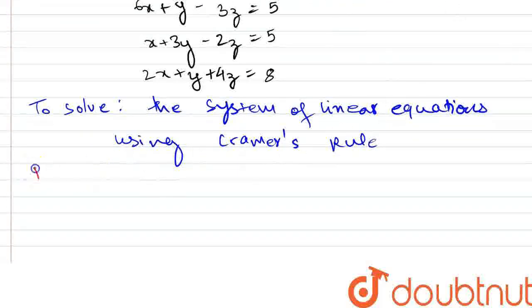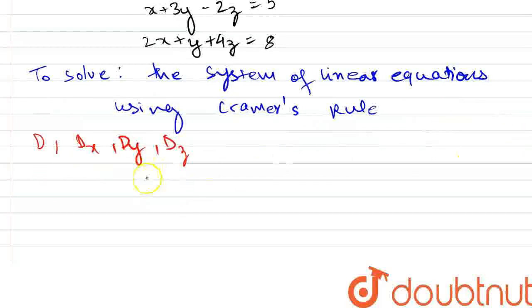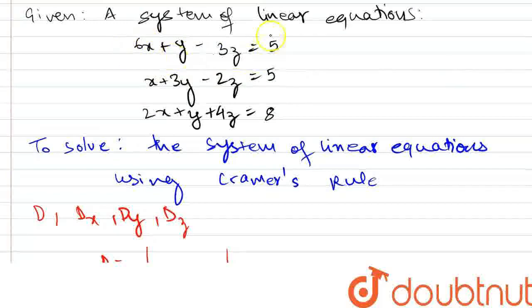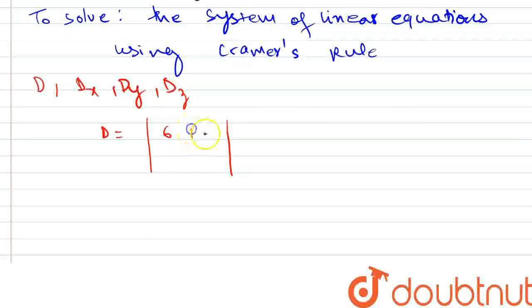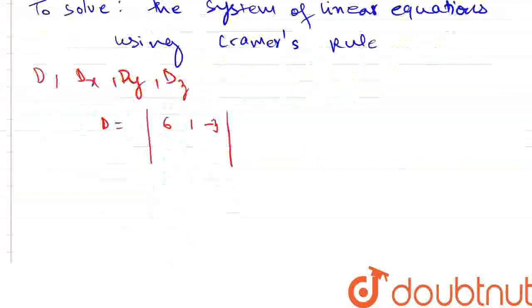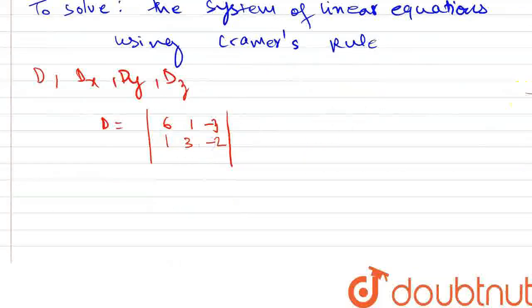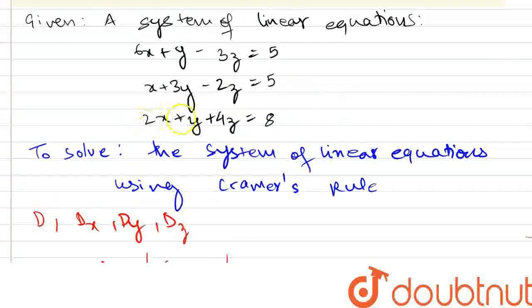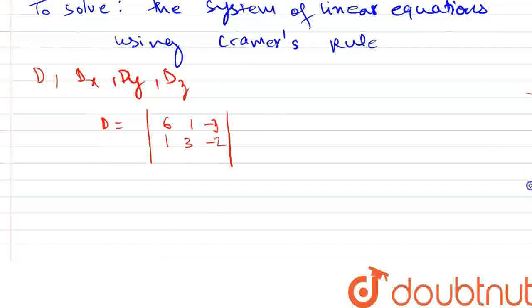So, when we are using Cramer's rule, we need 4 types of determinants for a linear equation with 3 variables: D, then Dx, Dy and Dz. D is the determinant of all the coefficients of x, y and z in the equations. For the first equation, we have 6, 1 and minus 3. For the second, 1, 3 and minus 2. For the third one, 2, 1 and 4.